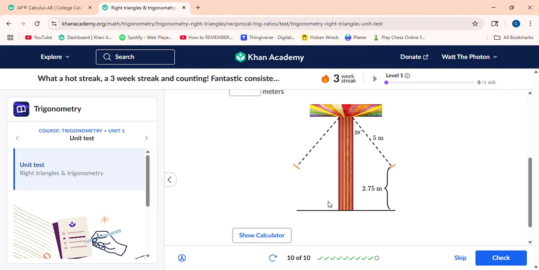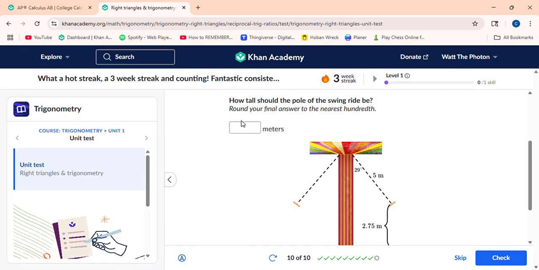Okay, so we have 2.75 plus wherever this is, so that is x. Let's do adjacent, so that's cosine of 29 is equal to x over 5, so x is 5 cosine 29. That's 5 cosine 29 plus 2.75. 7.12.